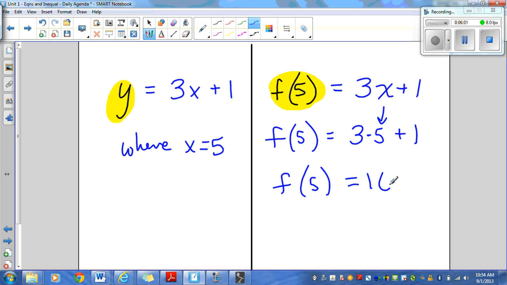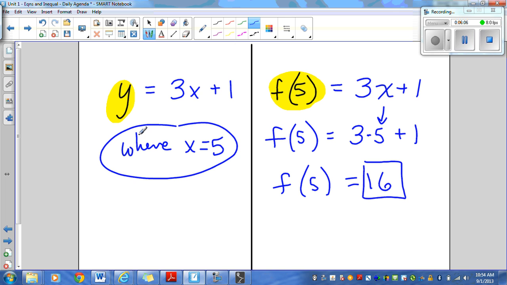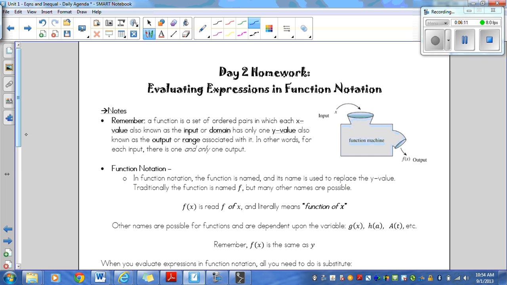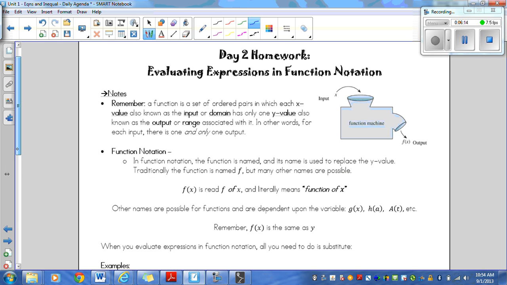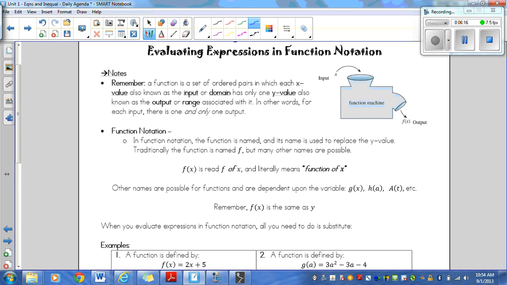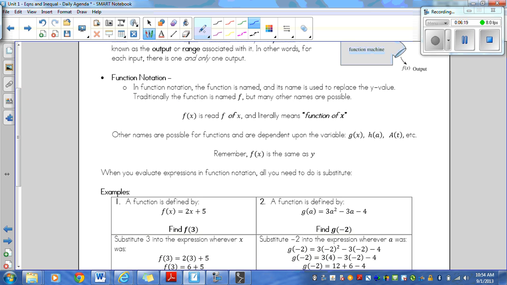It's just a shortcut, I would say, because I don't have to write this. And mathematicians love shortcuts. In fact, I think pretty much the whole mathematical language is because we want to be more efficient as mathematicians. The way that you read this is you say f of x, and it literally means a function of x. You don't have to always use the letters f and x. You could use g of x, h of a, or t, and what you're saying is that f of x is the same as y.